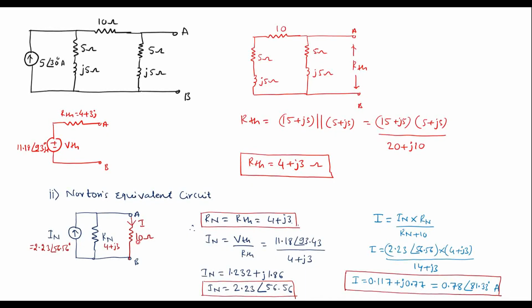Even if we connect 10 ohm resistor to the Thevenin's equivalent circuit, and if we find the current through that, we will get the same result. So either we can use Norton's equivalent circuit or Thevenin's equivalent circuit to find current through 10 ohm resistor.